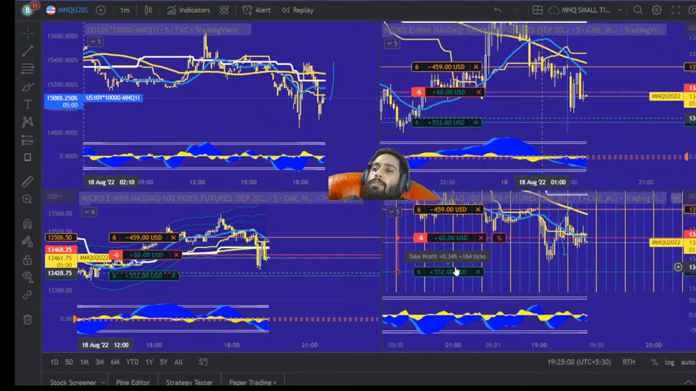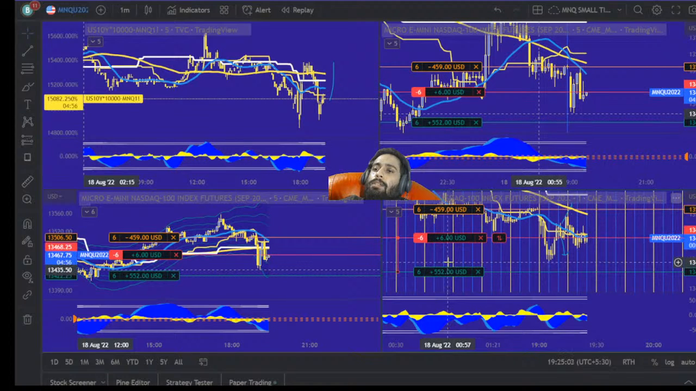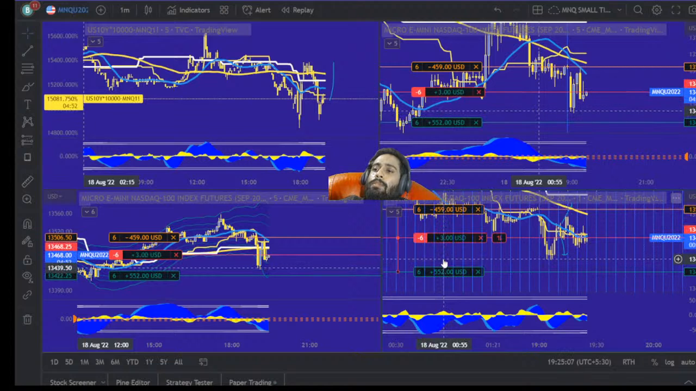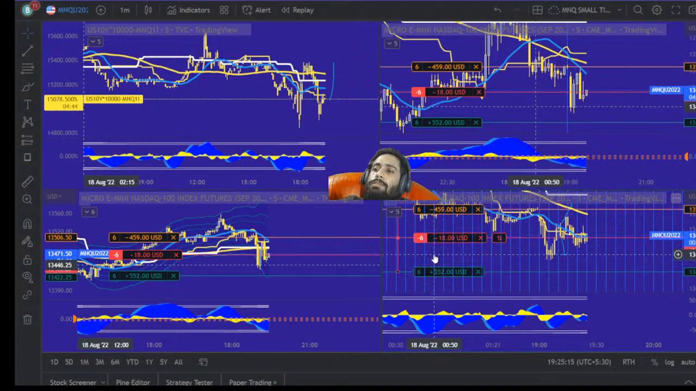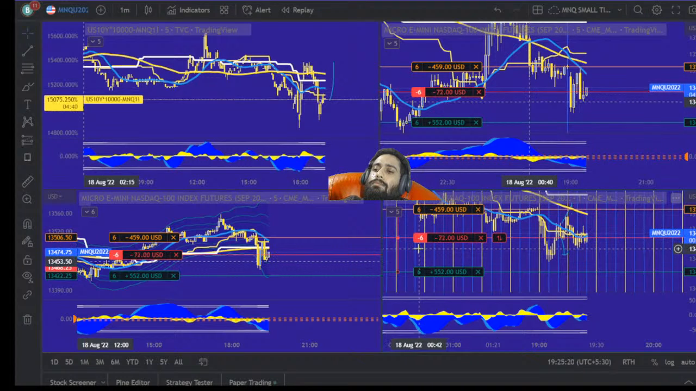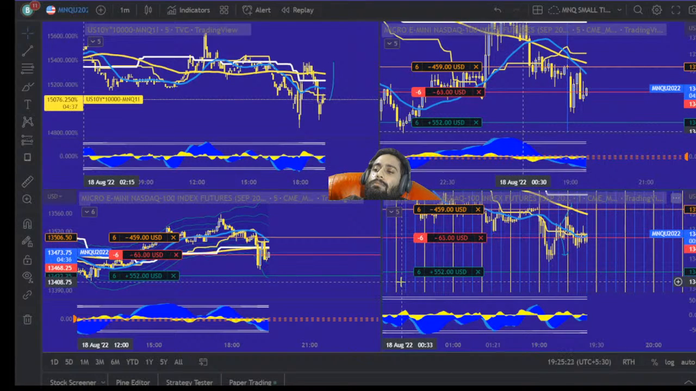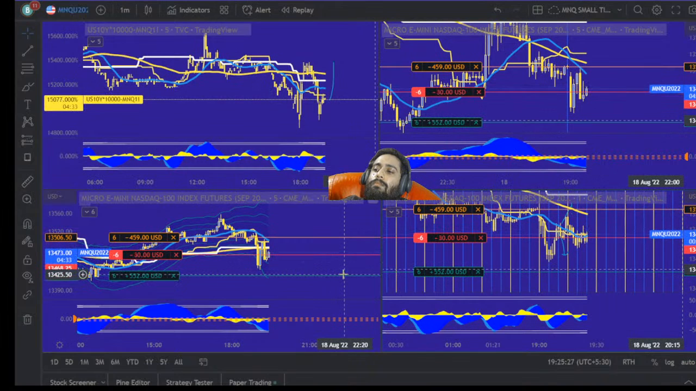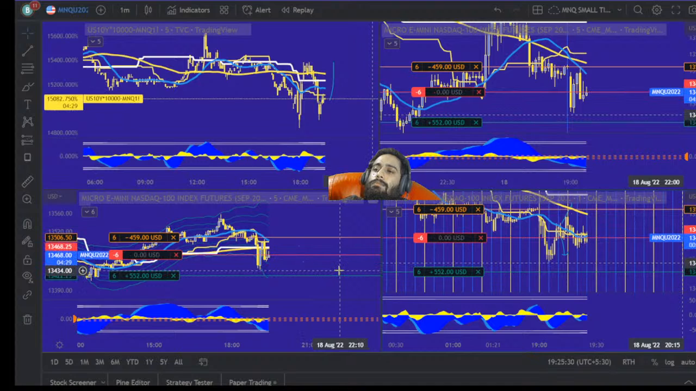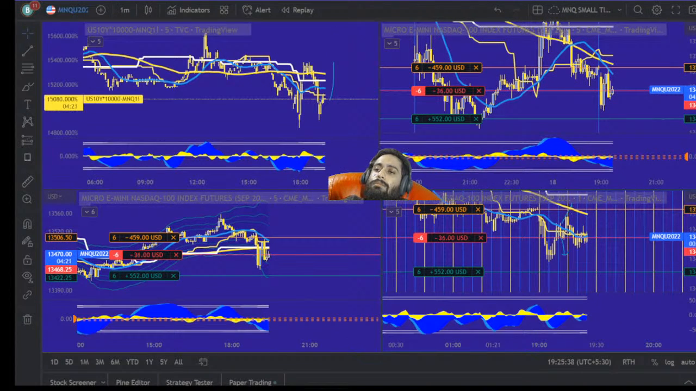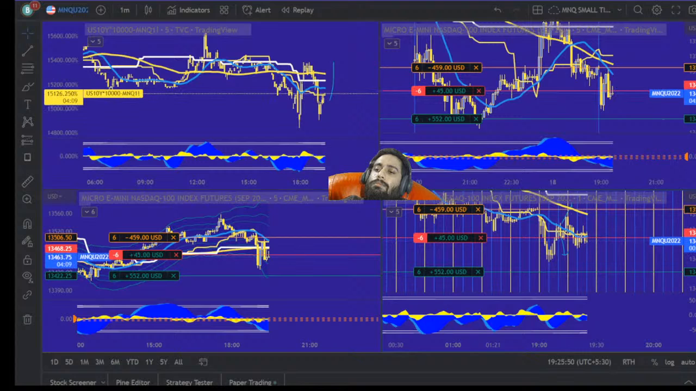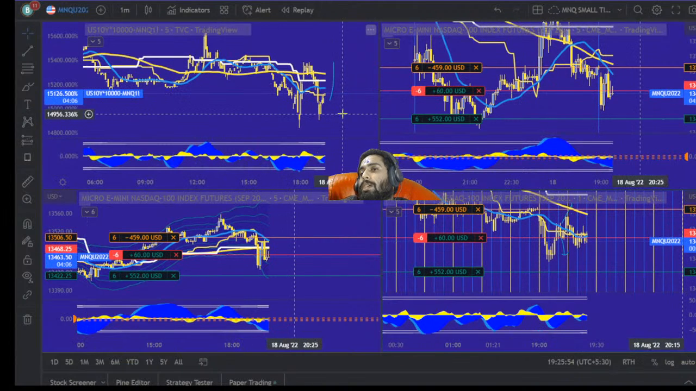That's the beauty of day trading, guys. You have to be ready to change your positions. You have to be ready to determine your stop loss levels. You have to be ready to watch the yields. See, guys, the yields are moving up again.